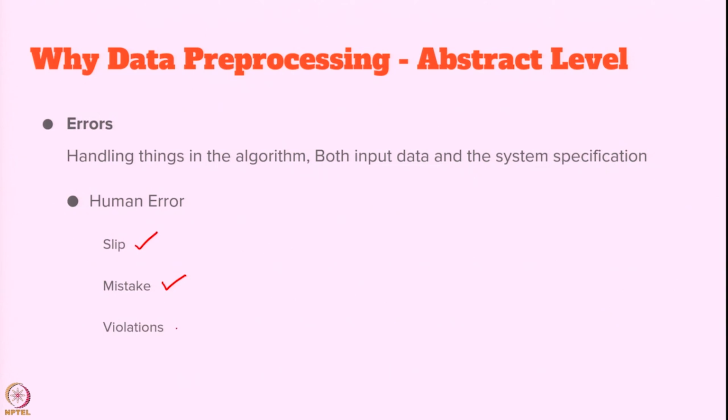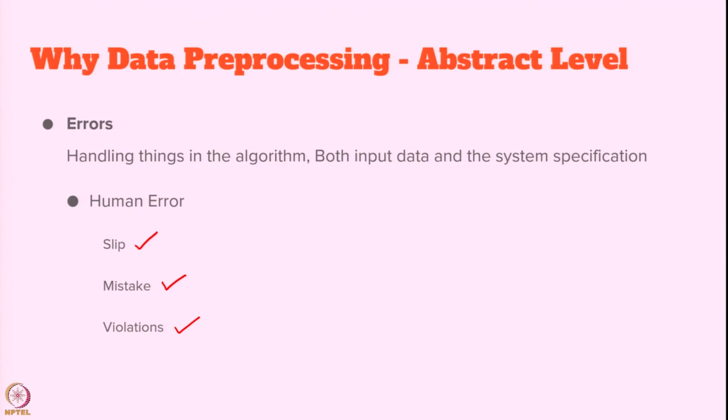Apart from these two, there is something called violation. What do you mean by violation? Purposefully, if you are not willing to provide the data, then it falls under violation. Let us say, for example, if you do not want to enter the salary part in the given Google form, that can be part of violation. Where willingly you do not want to put that information.